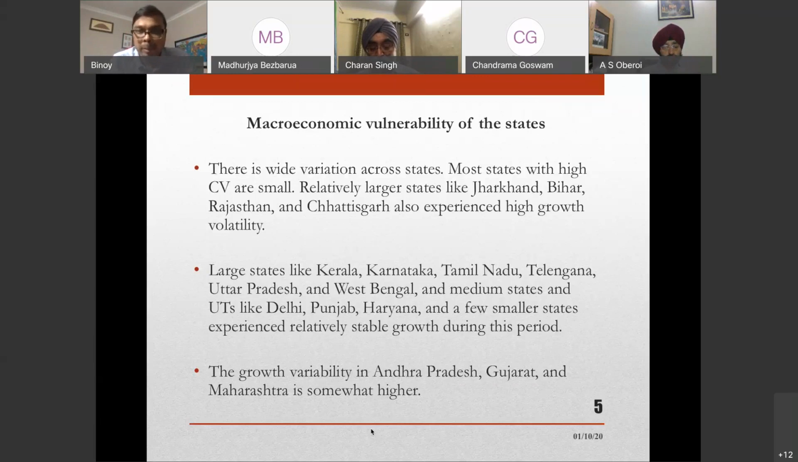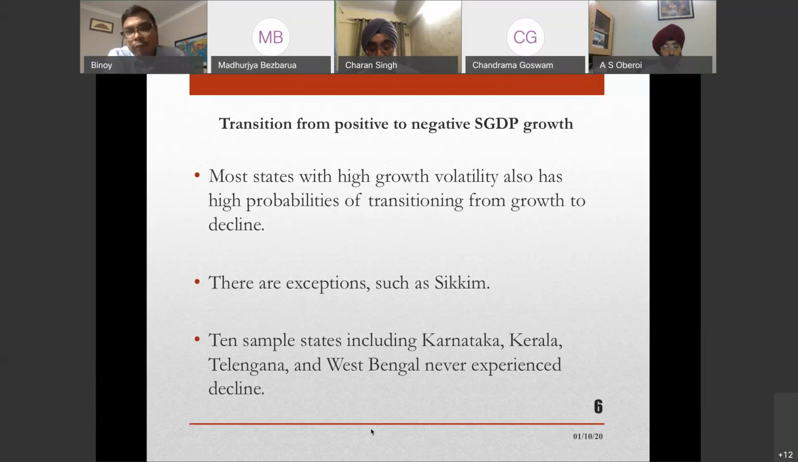If you use the coefficient of variation, the variability in the growth rate, as an indicator of vulnerability, we believe that those states which do not experience stable growth, where the growth has been unstable, are more vulnerable. But as I said, using variation as an indicator of vulnerability could be misleading at times. The reason is, you may have a state which has never experienced negative growth, but over this sample period the range of growth it has registered is very high. In some year, it might have experienced a growth rate of 15 or 16%, and in another year a growth rate of 2 or 3%. So there, the variability is going to be very high.